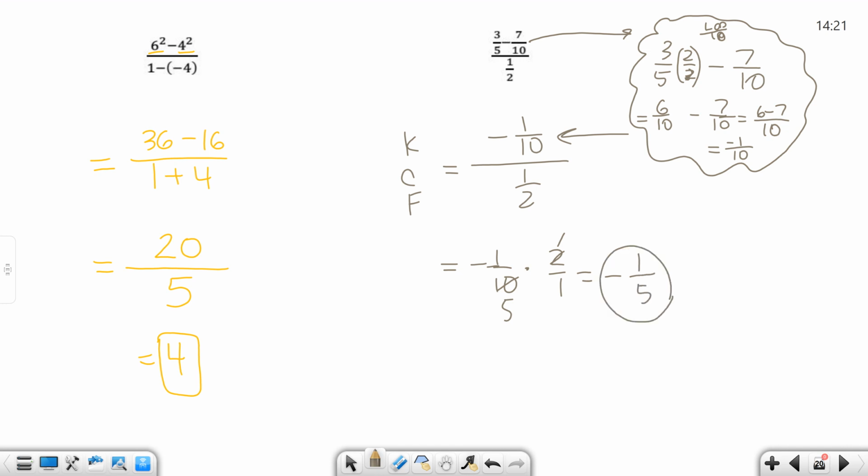So when the 1 is in the top, the numerator, you can't take it out. If it's 5 over 1, that's when you leave it 5. But when it's 1 over 5, you have to leave it 1 over 5. And in this case, it's not just 1 over 5. It's negative 1 over 5.